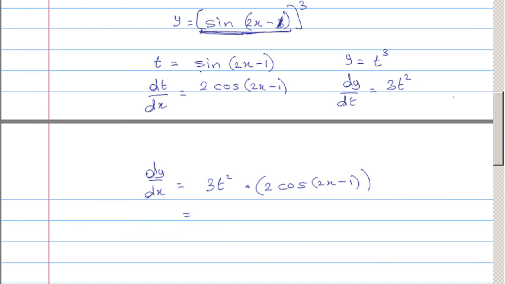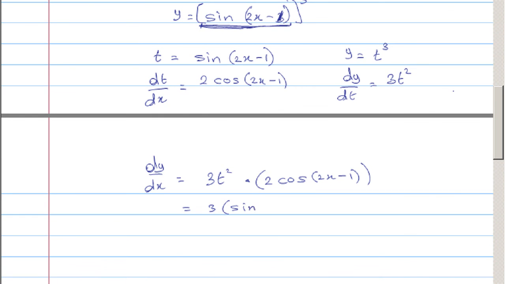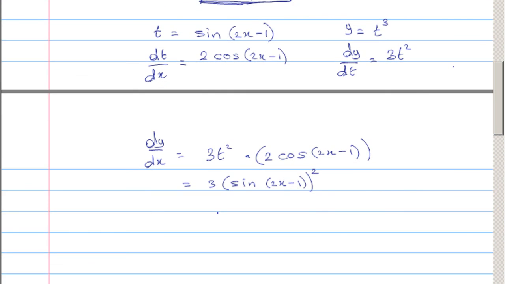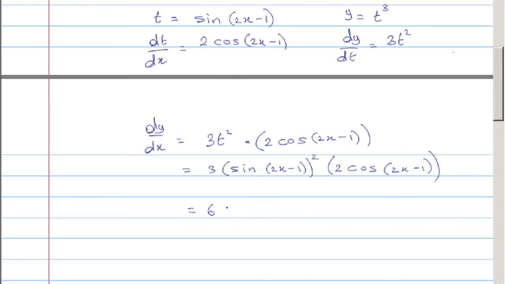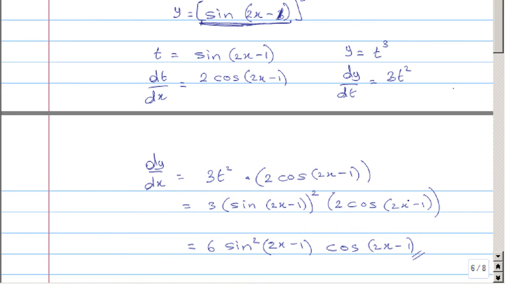And then I have to substitute back for t. My t substitution was sine(2x − 1). So I have 3 times sine(2x − 1), and this is t squared, so I have sine(2x − 1) whole thing squared times 2 cos(2x − 1). I can multiply the 2 and 3 together to give 6 sine squared(2x − 1) times cos(2x − 1). Okay, and of course the answers would be the same.